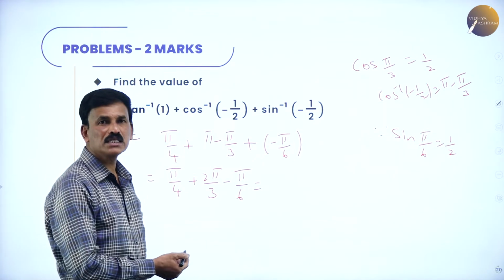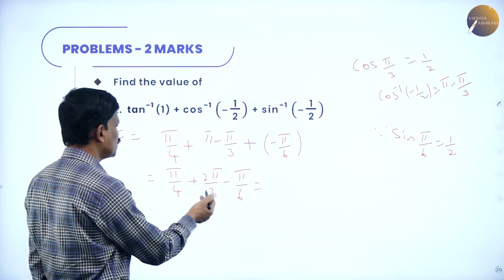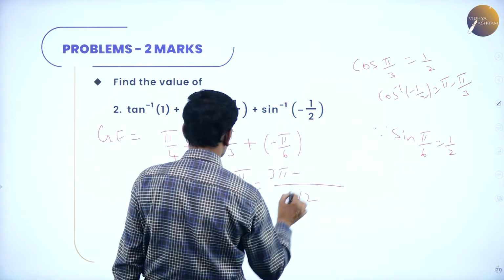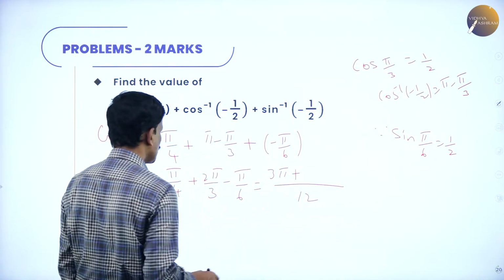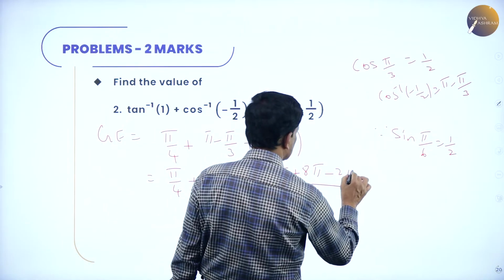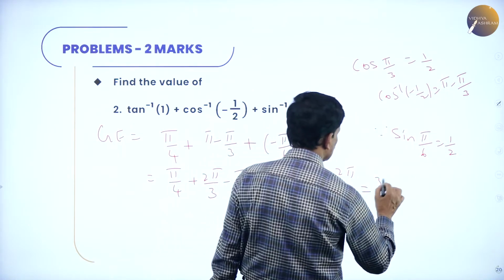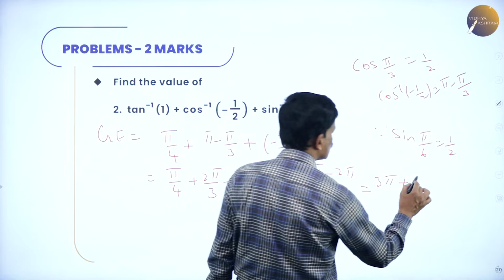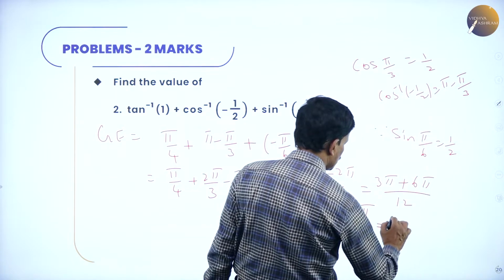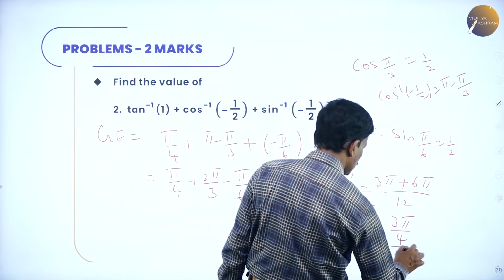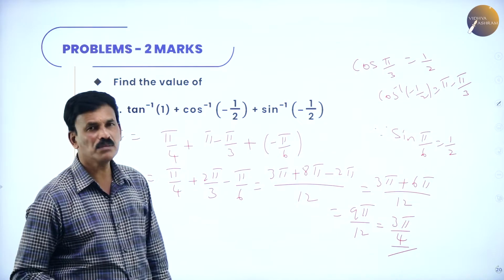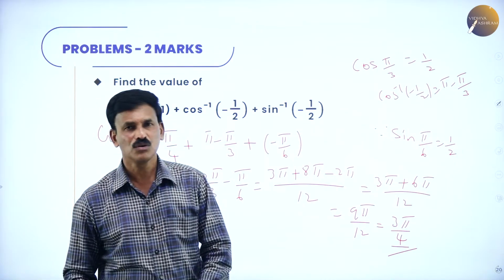Okay, let us simplify this. The LCM for 4, 3, 6 is nothing but 12. So, 4 into 3 gets cancelled, this is 3 pi. Again, 3 into 4 is 12, so 4 into 2 is 8 pi. Minus 6 into 2 is 12, this is 2 pi. So, 3 pi plus 8 minus 2 is 9 pi divided by 12. This is nothing but 3 threes are 9, 3 fours are 12, so 3 pi by 4. So, the simplified answer is 3 pi by 4 is the required answer. Okay, hope you followed.